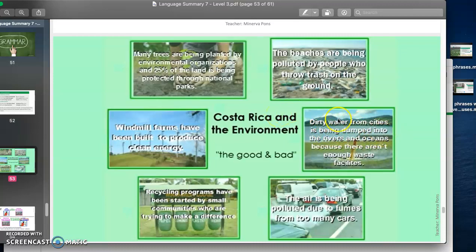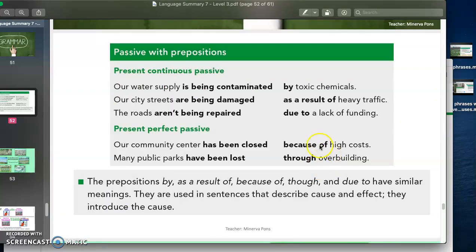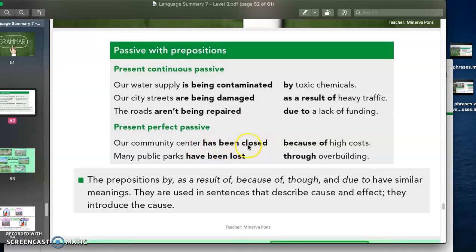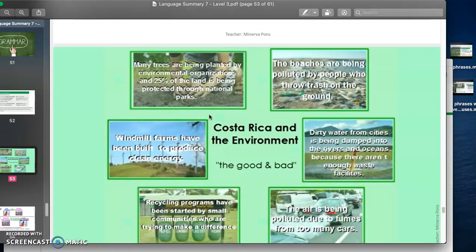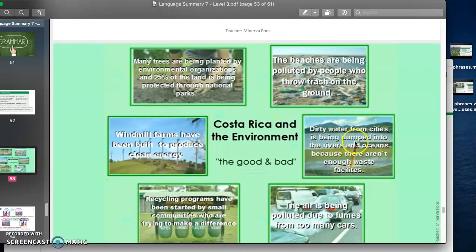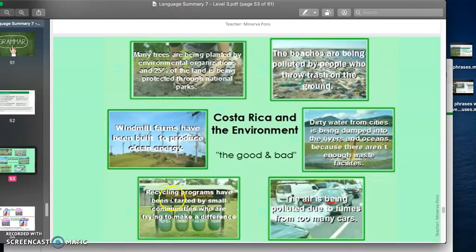As you can see in here, when we use the present perfect passive, it is because this is an action that has been done, and then this is an action that is being done in this case. So dirty water is being dumped into the rivers and ocean because there aren't enough waste facilities. So this is something that is happening now. And this is something that happened. It started before and still continues to happen right now, of course.